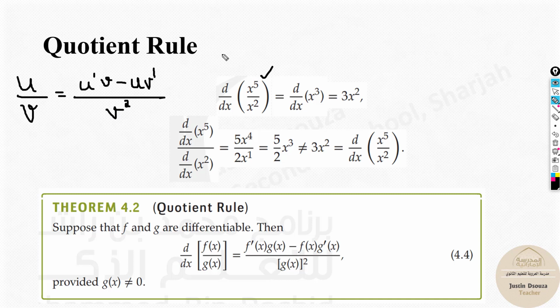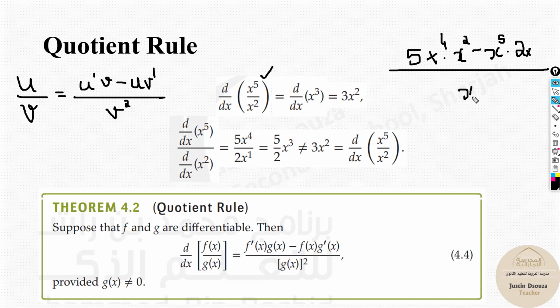Now here the upper term derived is 5x to the power 4 multiplied with the denominator x square minus, what is u? That is x power 5. The denominator derived is 2x divided by denominator square, that is this one.